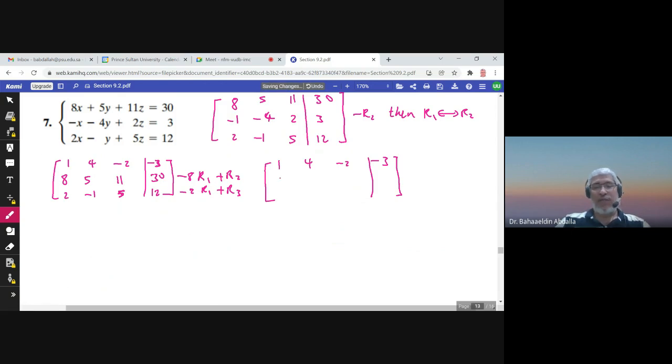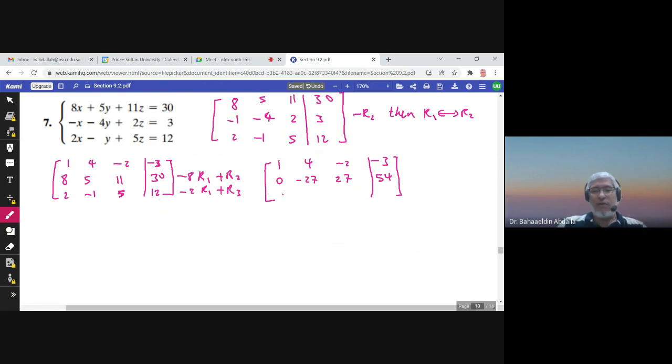So -8 plus 8 is 0. -8 times 4, and you can use the calculator whenever you need. -8 times 4 is -32 plus 5, that's -27. -8 times -2, that's 16 plus 11, that's 27. -8 times -3, that's 24 plus 30, that's 54. The numbers are large, but you see 27 and 54, nice numbers.